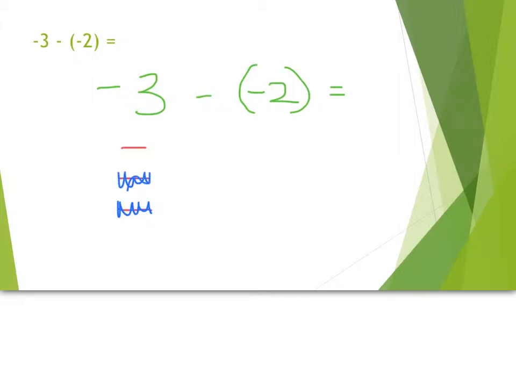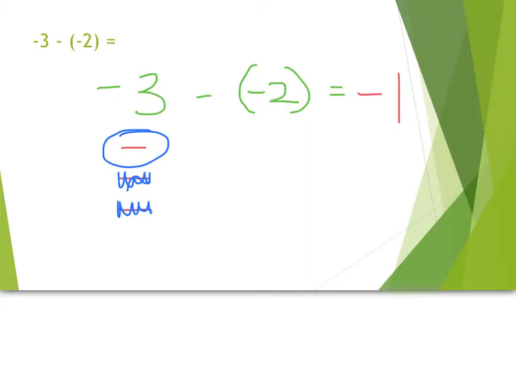Let's take a look at this problem: negative 3 minus negative 2 equals. Let's draw out our model here. We have 3 negative counters, 1, 2, and 3. In subtraction, very simply, we take away negative 2. For this problem, we already have some negatives here, so let's take away 2 negative counters. Let's take away that one, and that one. What are we left with? We're left with 1 negative counter, and so our answer here is negative 1.